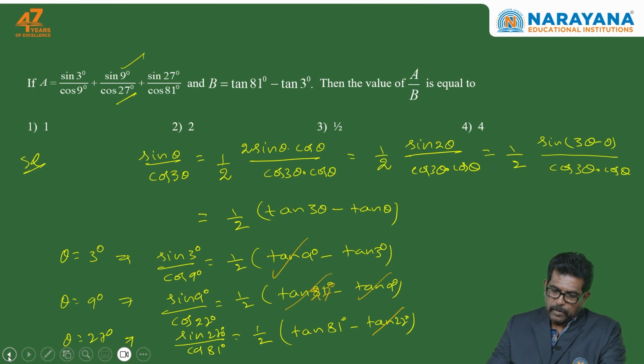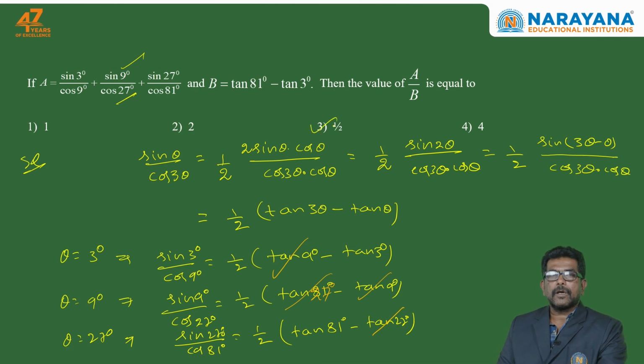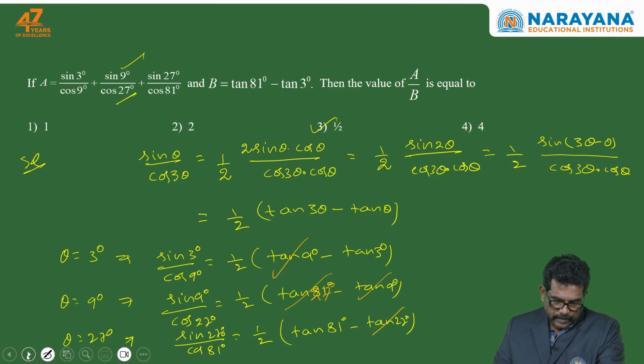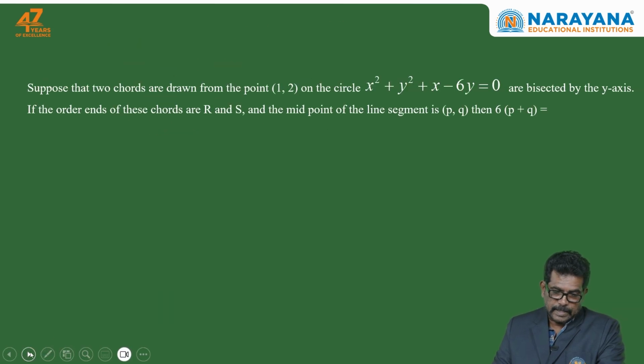A by B is equal to 1 by 2. Third option is right. Third option is correct for this one. This problem is also there in the Narayana material. Once you check, there are so many problems of this type. Once you check everyone. Next one.